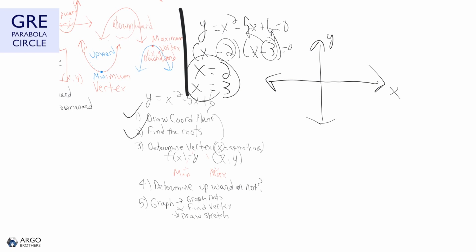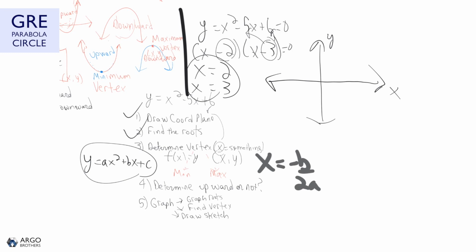Next, determine the vertex. And this is where we use the vertex formula. The vertex formula for this general form of a quadratic, which again is y equals ax squared plus bx plus c, which you should memorize. To find the vertex, you would use this formula. X equals minus b over 2a. So wherever that point is, the x coordinate of that point would be minus b over 2a. So now we need to find what minus b over 2a is.